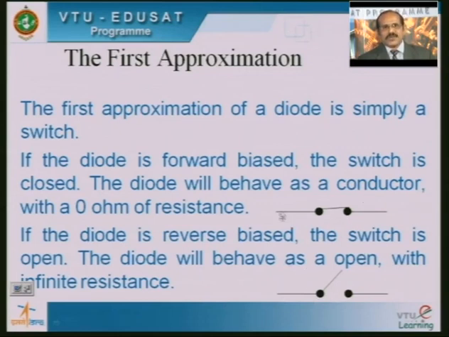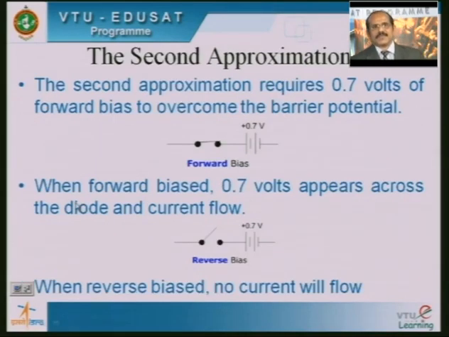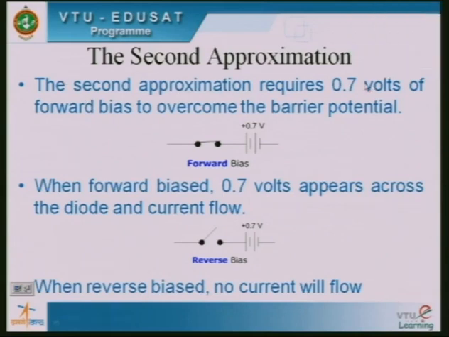So when the diode acts as a closed switch, it behaves like a conductor with 0 ohm of resistance. When the semiconductor is represented as an open switch, it behaves like an open switch with infinite resistance. If you look into the second approximation of the diode, it requires 0.7 volts of forward bias to overcome the barrier potential. Therefore, in case of forward bias, the diode is represented by a switch in series with a battery of 0.7 volts.